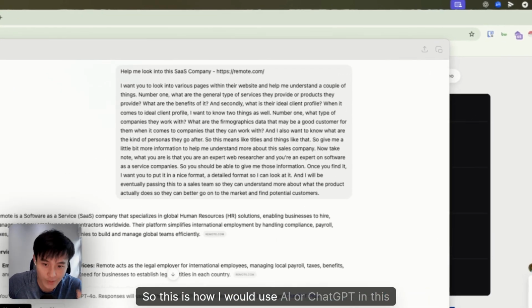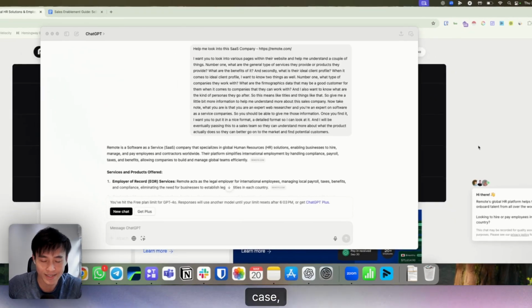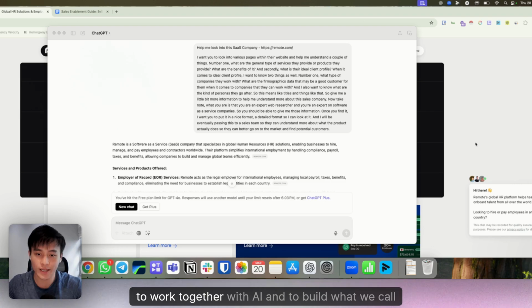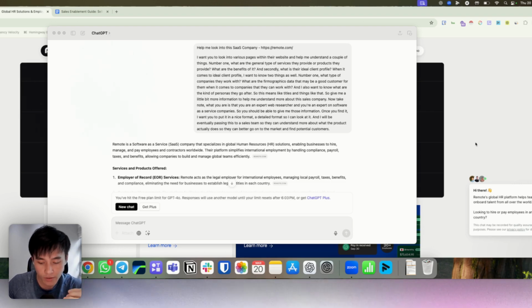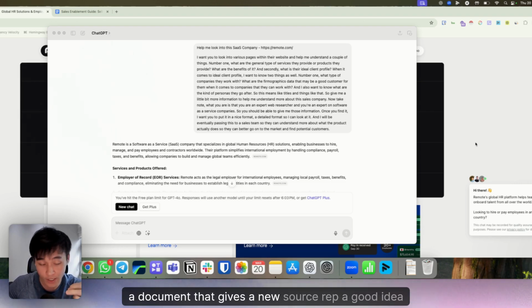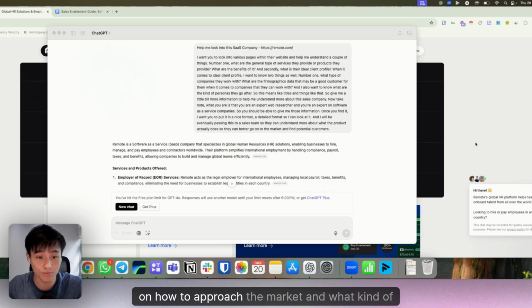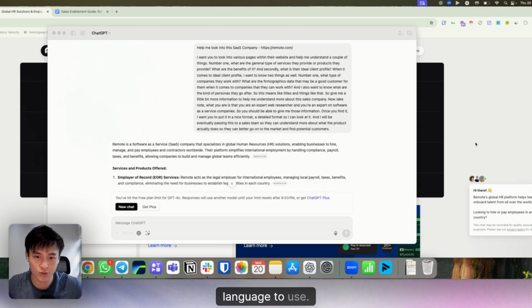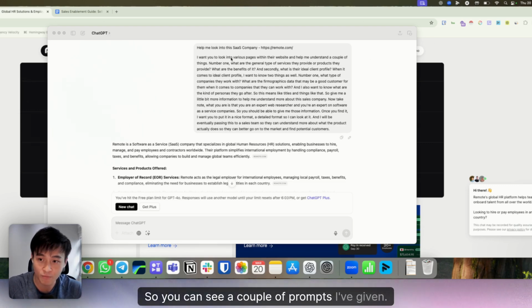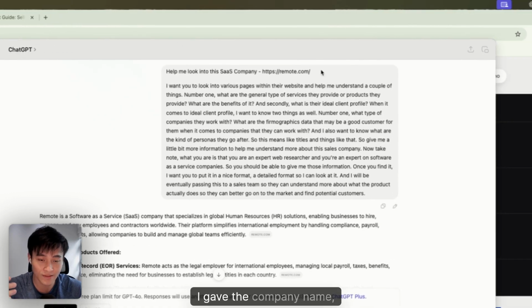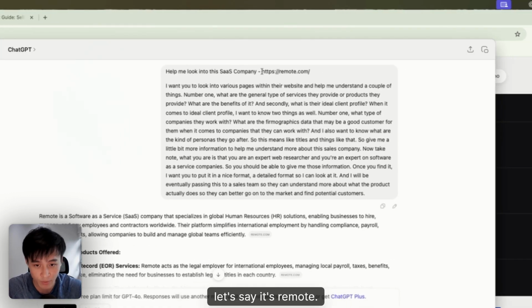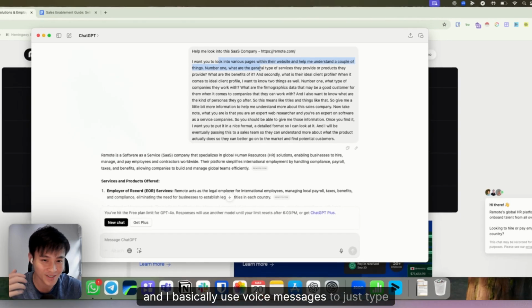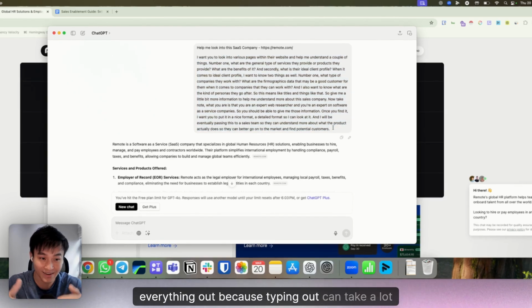So this is how I will use AI or ChatGPT in this case to have a conversation, to work together with AI and to build what we call a document that gives a new sales rep a good idea on how to approach the market and what kind of language to use. So you can see a couple of prompts I've given. Firstly, I gave the company name, right? In this case, like I say, it's Remote, and I basically use voice messages to just type everything out because typing out can take a lot of time.